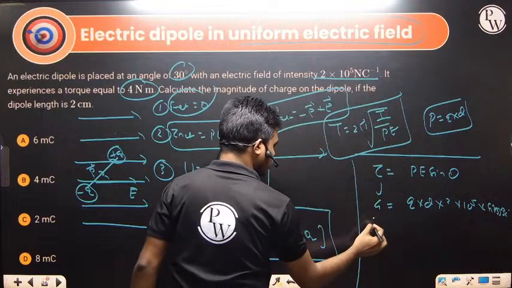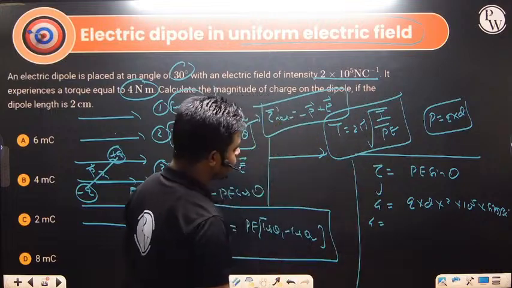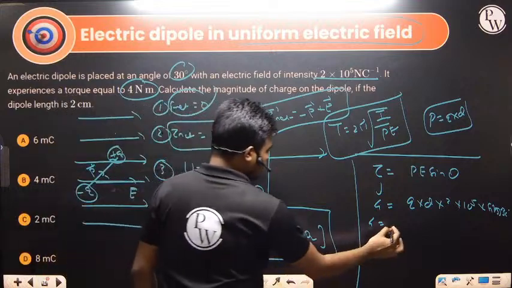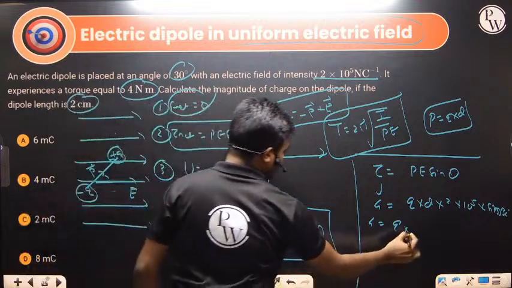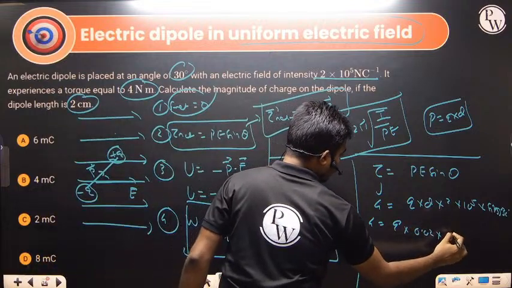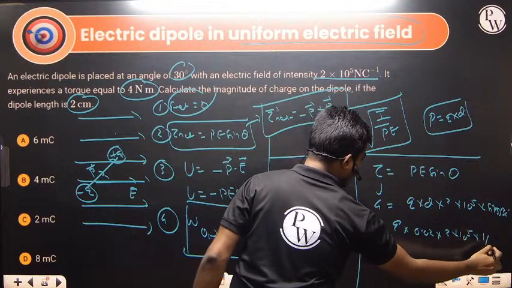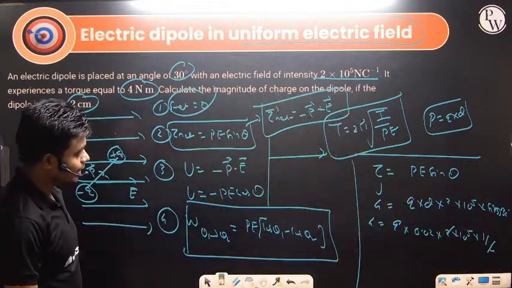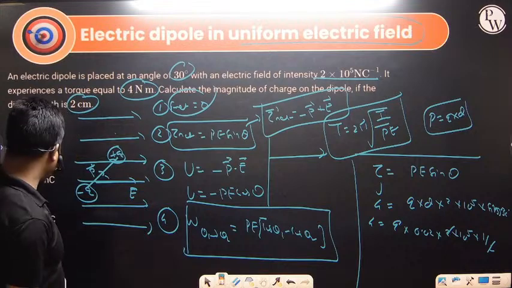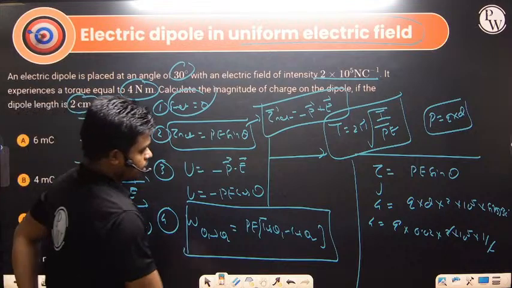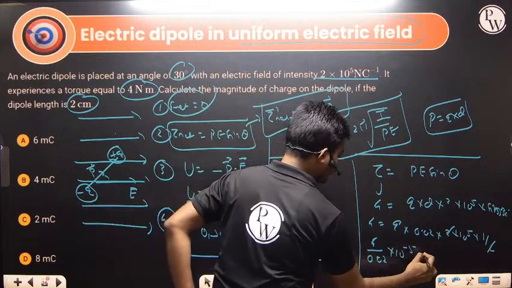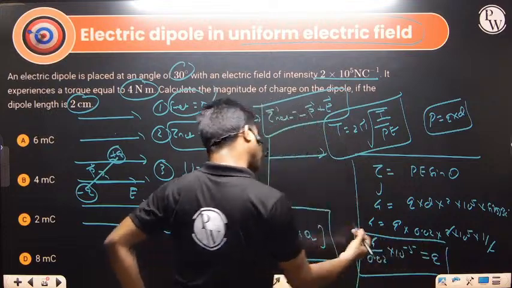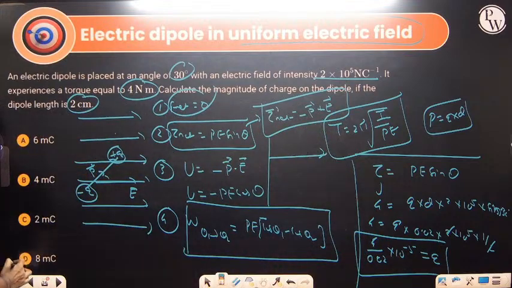Right. So 4 equals Q. What is the Q value? We don't know; Q value is what we have to find. And what is the distance between the charges? The dipole length is 2 centimeters. So this will be 0.02 into 2 into 10 to the power 5 into 1 by 2. So this 2 and this 2 get cancelled. What is the value we are getting? 4 by 0.02 into 10 to the power minus 5 is equal to Q. On solving this, 4 by 2 gives something like 8, and only one option has 8. So this will be 8 millicoulomb. Okay, this will be 8 millicoulomb.